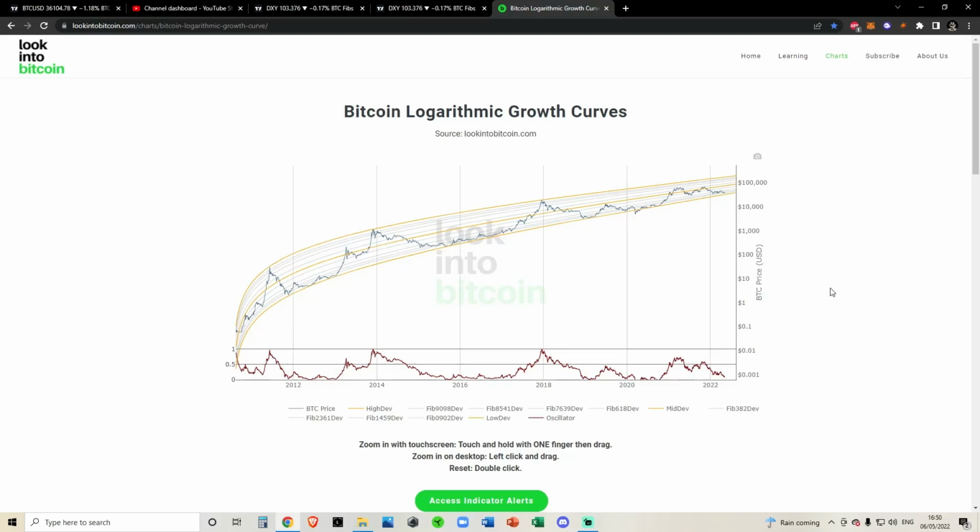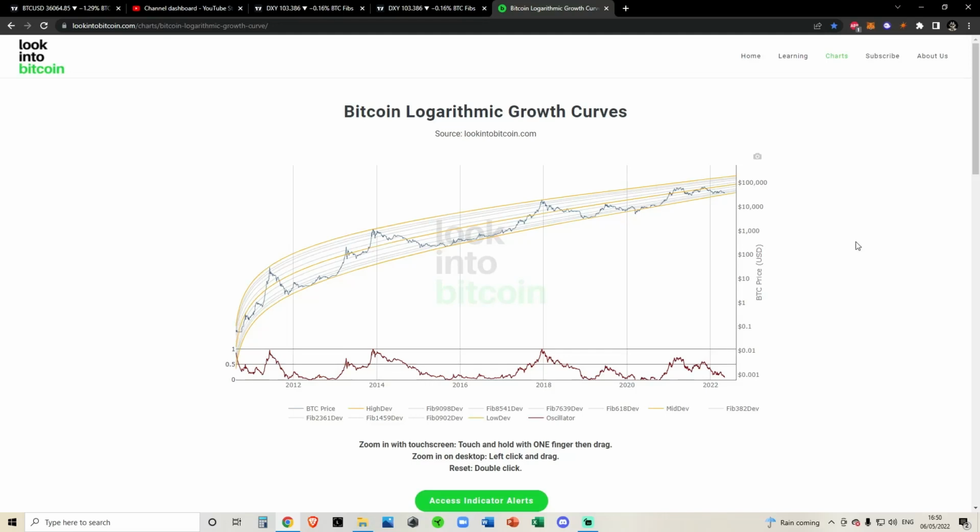Alright, so it's been a short period of time since we previously checked out the Bitcoin logarithmic growth curves, and since the last video we have broken below one of our lowest Fibonacci bands and we are heading down to the lower deviations in the Bitcoin logarithmic growth curve. So for this video I'm going to be doing a microdose.